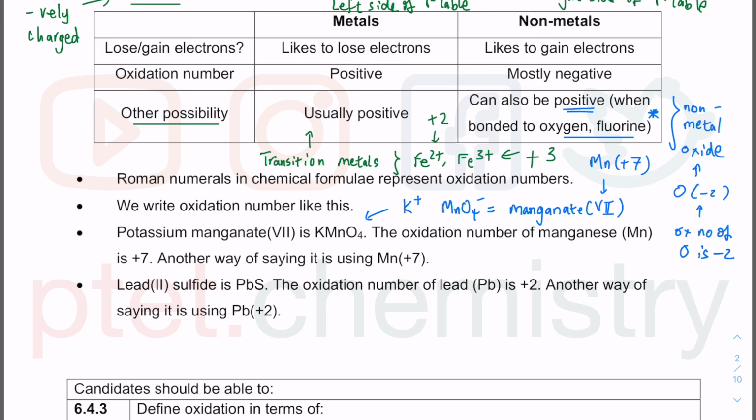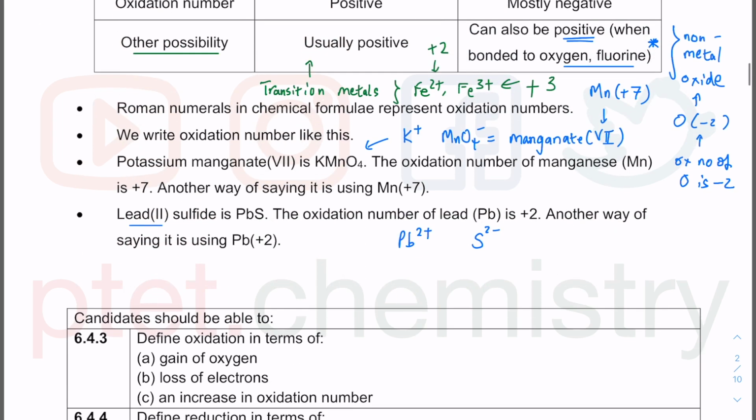Lead(II) sulfide is PbS. So far, what you know from the name is lead(II). Lead(II) means it's Pb2+, so it's a metal cation. It's also a non-metal anion, S2-, because it's a group 6 non-metal that gains 2 electrons to complete the outer shell. So Pb is in group 4. You expect group 4 to be semi-metal, but as you go down the group, we know that lead and tin are metals.